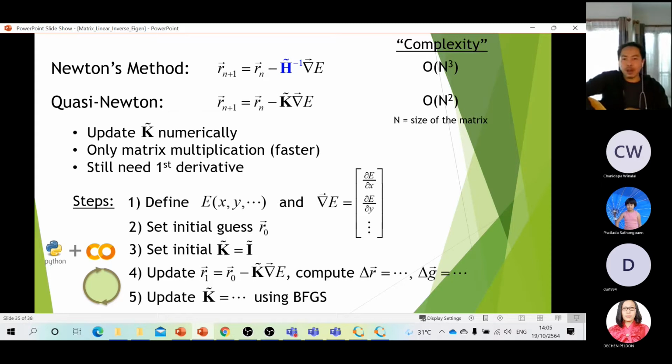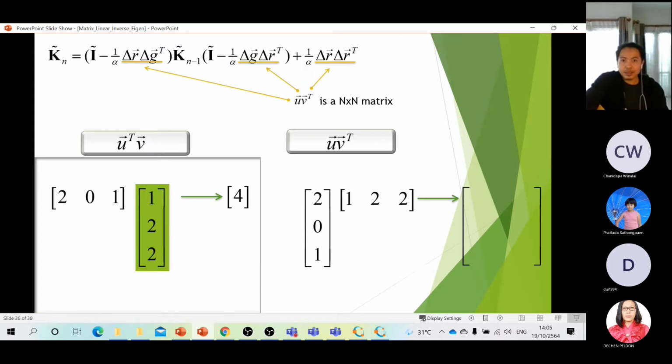I'll show you the code exactly in just a minute, but let's look at the notation of the updating scheme first, okay? Because it is a good time to pause a little bit. Let's go slowly and look at the matrix vector notation and review what we talked about in the last lecture.